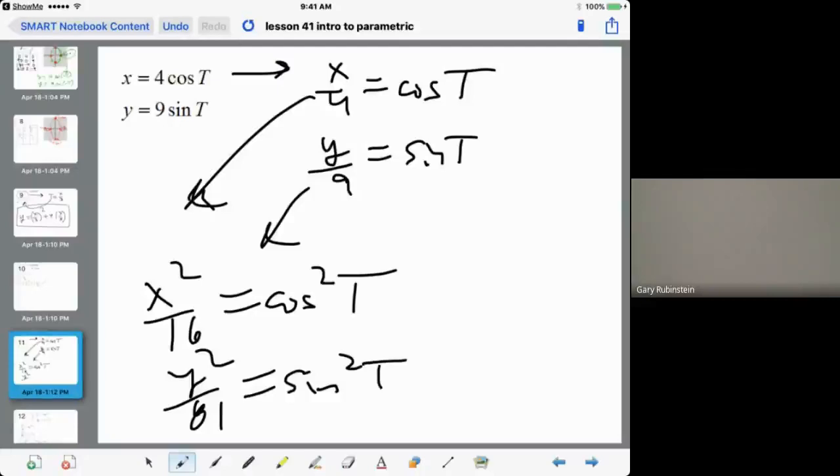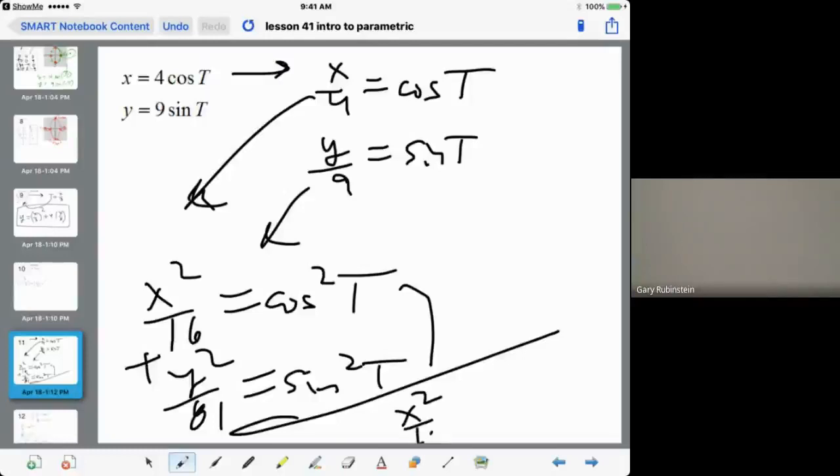Somebody type into the chat, why is that so good? What is the last step of this sneaky trick? Yes, adding them, but why? And as Riley says, Pythagorean identity. Yes, when you add those both together, the left side becomes x squared over 16 plus y squared over 81, but the right side becomes 1 because cosine squared of anything plus sine squared of anything equals 1. And that is the way to do that question.